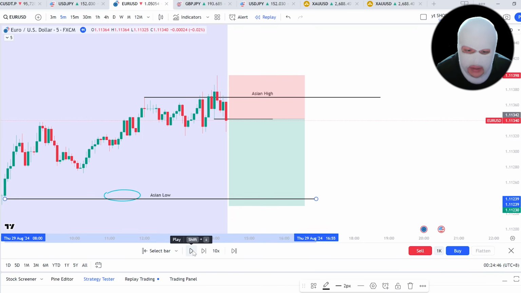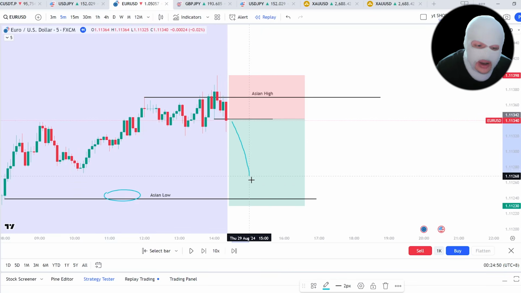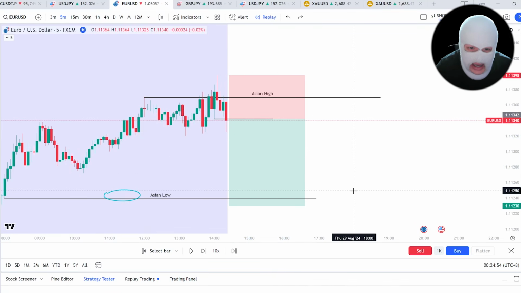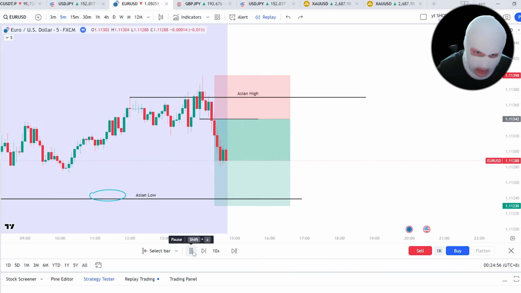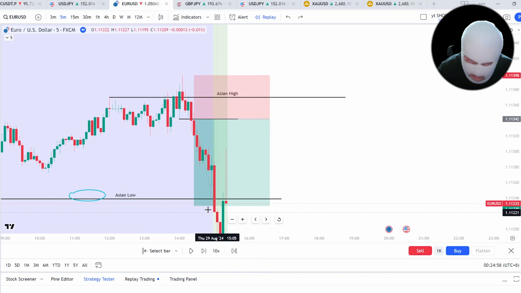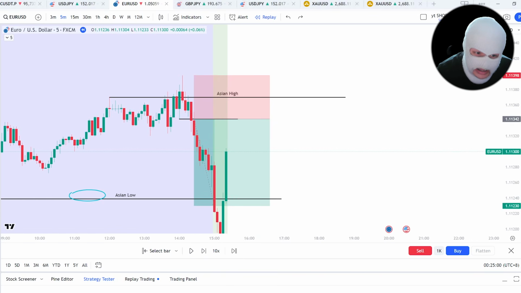The reason why is because the Asian low tends to be a point of reversal. So I prefer securing profits and putting money in my pocket. So now, let's see how this trade plays out. There we go, TP smashed. Now let's move on to the very next day.